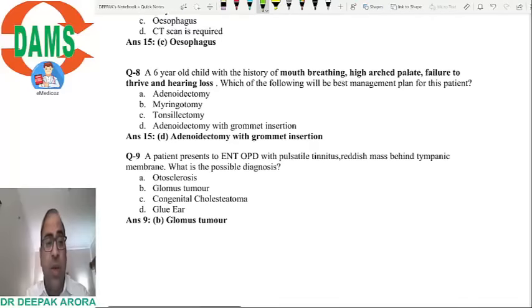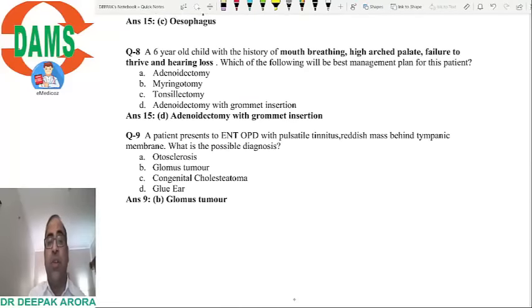Coming to the next one, a 6-year-old child with a history of mouth breathing, high arch palate, failure to thrive and hearing loss. Hearing loss is there. Which of the following is the best management? School going kid with mouth breathing, adenoid faces, hearing loss, we are going in the favor of serous otitis media. An examiner is asking you what is the best possible treatment for serous otitis media.